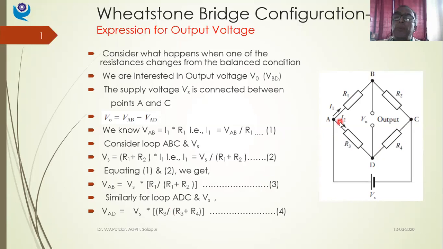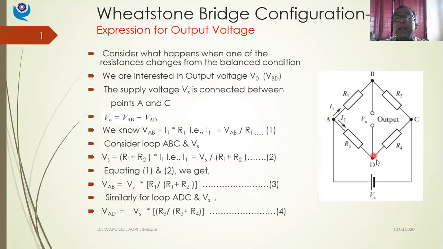consider the second loop. Take a piece of paper. Draw Vs, A, D, C. Forget about V0, forget about R1 and R2. Forget about I1 also. So draw this circuit: Vs, A, R3, D, R4 and C. So this is the lower loop, and the current flowing is I2.